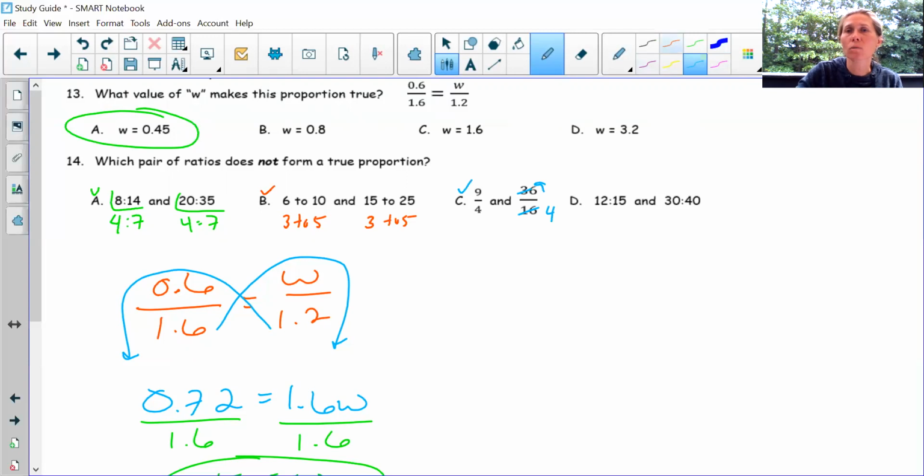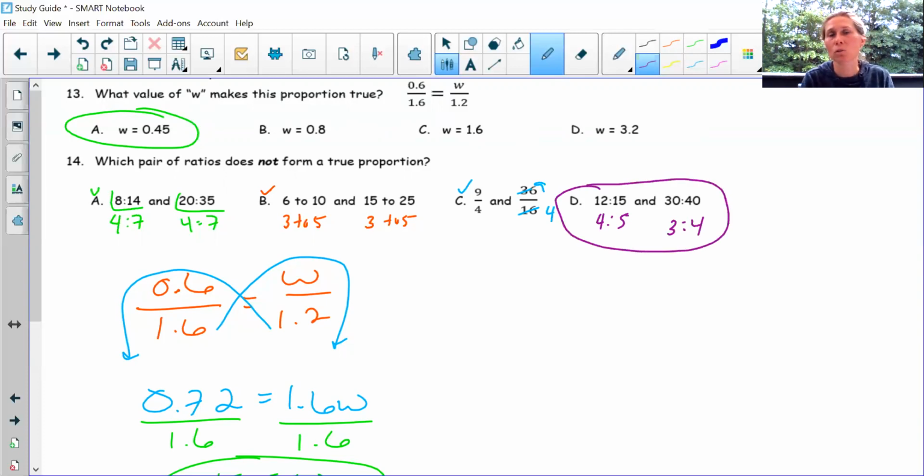Let's simplify 12 to 15 and 30 to 40. 12 to 15, I can simplify by dividing both by 3, and I'm going to get 4 to 5. 30 to 40, I can simplify both by 10, and I get 3 to 4. Are those proportional? No. So your answer is D. Those do not form a true proportion. They are not equivalent.